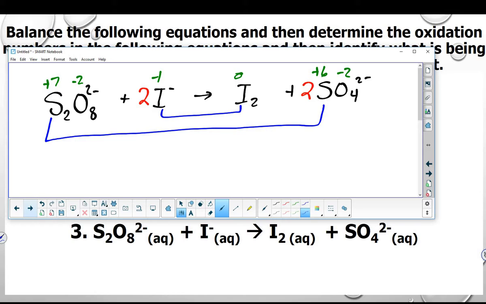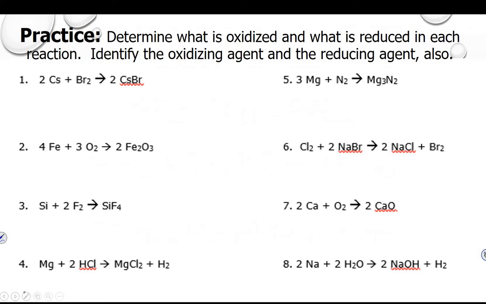Hey guys, come on. So what's happening with sulfur? What's going on with sulfur? It's becoming more negative, so it is reduced. So it's also what? Oxidizing agent. Good. Iodine, what's happening to it? Becoming more positive, so it's oxidized, so it is the reducing agent. Okay? Are we getting this? Awesome.